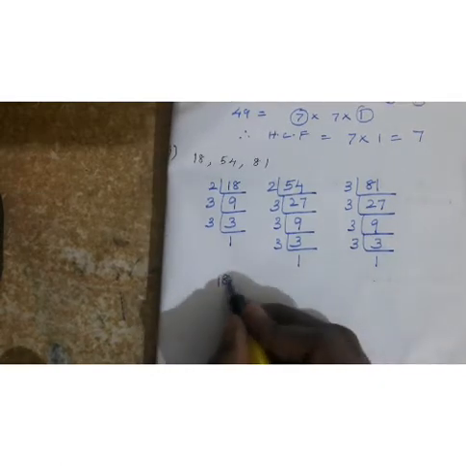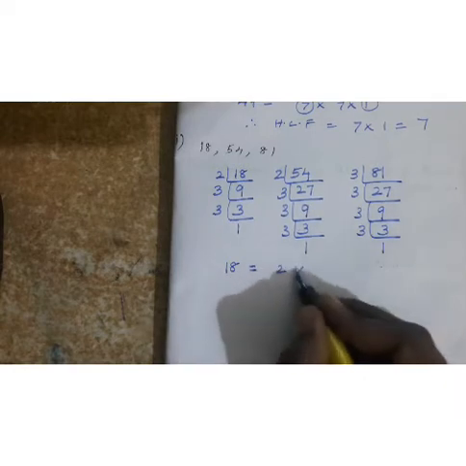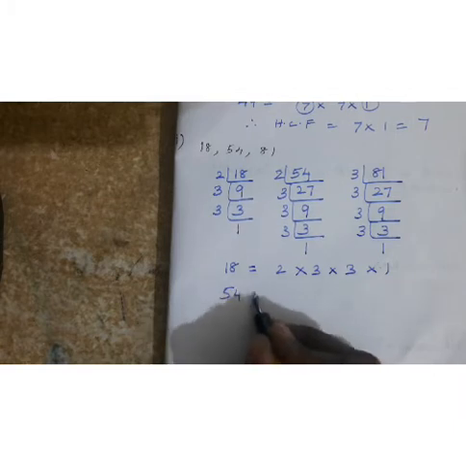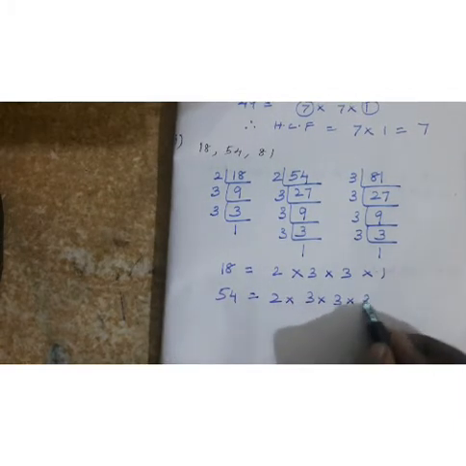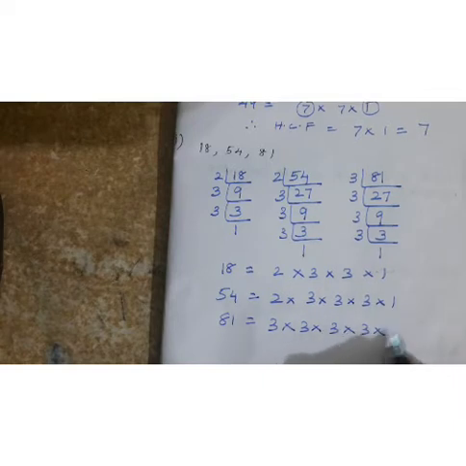Now write the prime factors of 18, 54 and 81. 18 equal to 2 into 3 into 3 into 1. 54 equal to 2 into 3 into 3 into 3 into 1. 81 equal to 3 into 3 into 3 into 3 into 1. Now circle the common factors.